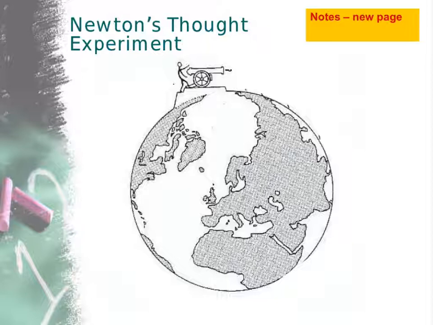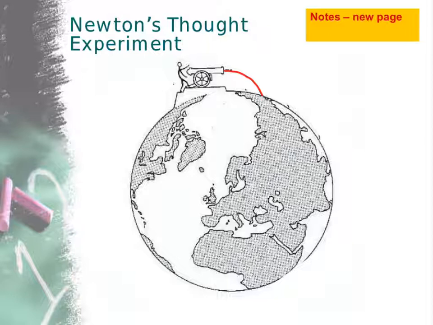Well, he figured this out by doing what's called a thought experiment, which is like an experiment you do in your head. So Newton thought up a really, really strong cannon that can fire a cannonball really, really fast. He thought, well, if you give it just a little bit of gunpowder, the path of this cannonball is going to go some distance and it's going to fall.